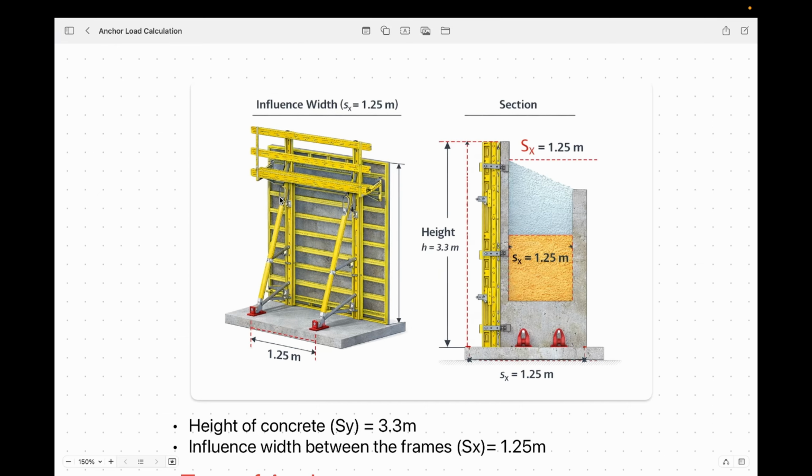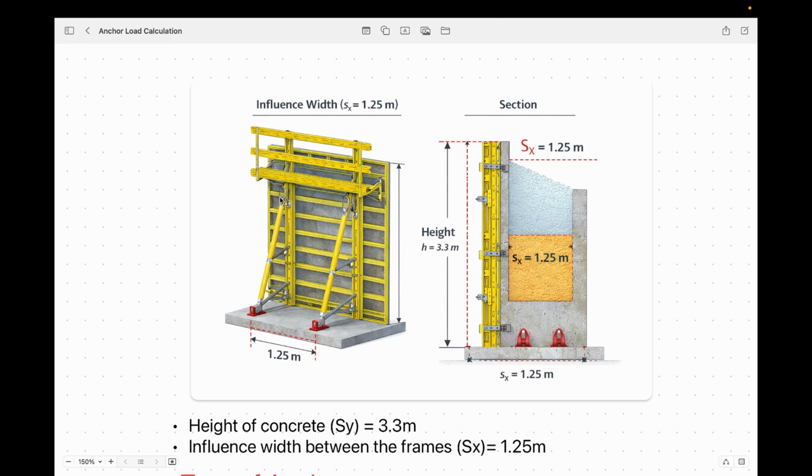I post here regularly. So as promised, I have come up with a new calculation video. Today we are going to calculate the single-sided formwork anchors. The total load on the anchors, which anchor we have to choose, everything is here.